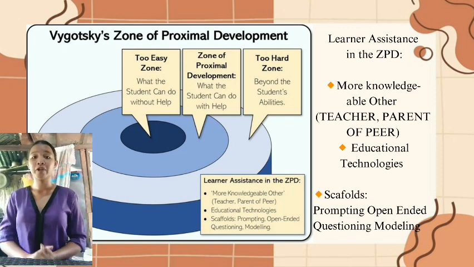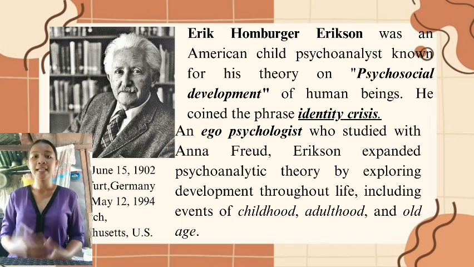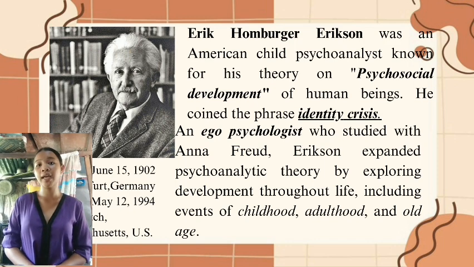So now that we have explored Lev Vygotsky's sociocultural theory and the zone of proximal development, let's delve into another influential psychologist's work. So, who is Erik Erikson? He was born on June 15, 1902 in Frankfurt, Germany, and died on May 12, 1994 at the age of 91 in Harwich, US. He was an American child psychoanalyst known for his theory on the psychosocial development of human beings.